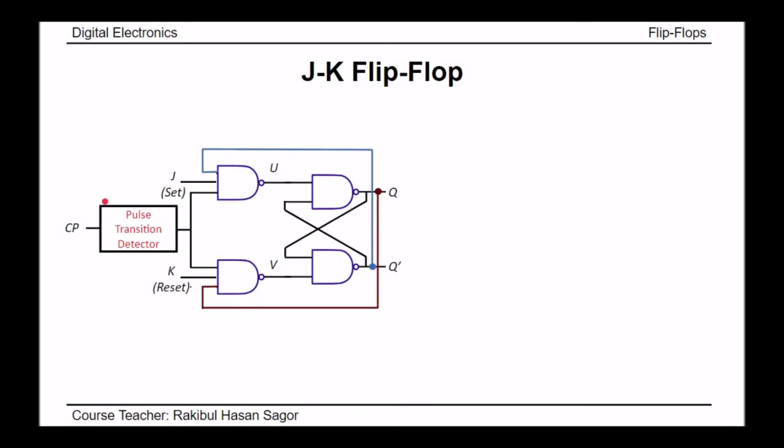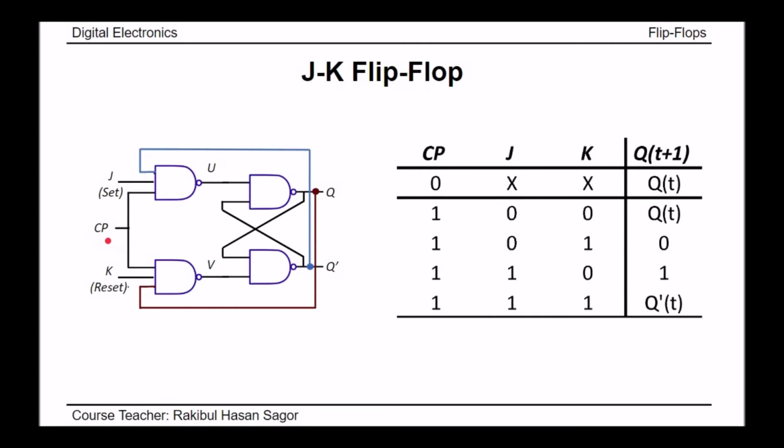What will happen if we do not use a pulse transition detector after the clock pulse signal? Suppose we have a clock pulse signal and we are not using a pulse transition detector. So it's a level triggered JK flip-flop. For clock pulse 0, it will hold the previous value. For clock pulse 1, for input JK equal to 0, 0, it will hold the previous value; 0, 1 is reset; 1, 0 is set.